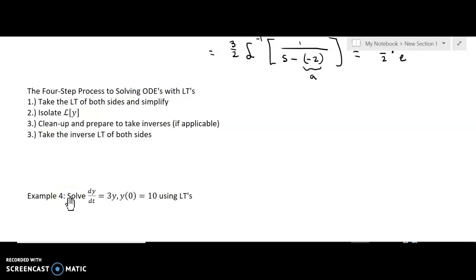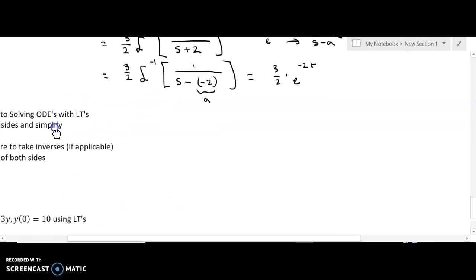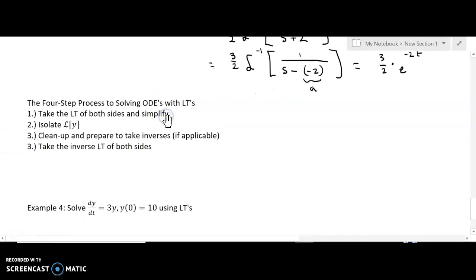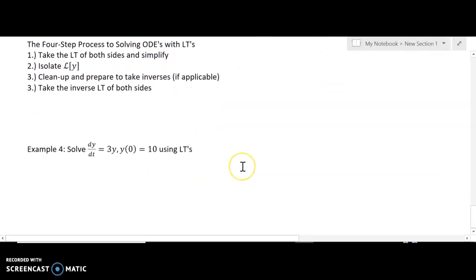So the four-step process is, for a differential equation, we're going to take the Laplace transform of both sides and simplify. The next thing we're going to do is isolate the Laplace of y. Then we'll clean up and prepare to take some inverses, and you'll see what I mean by that in our next example. And then we're going to take the inverse Laplace transform of both sides. So let's see what this is going to look like when we go this route.